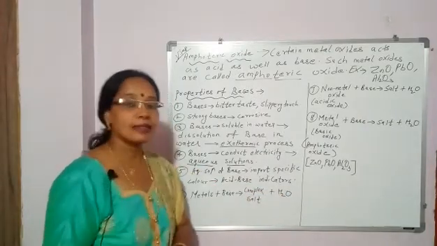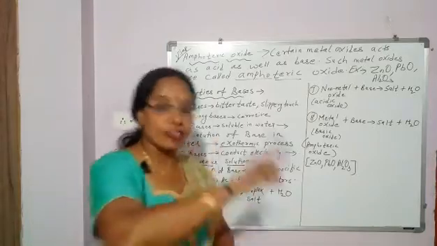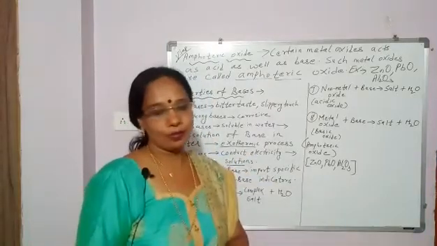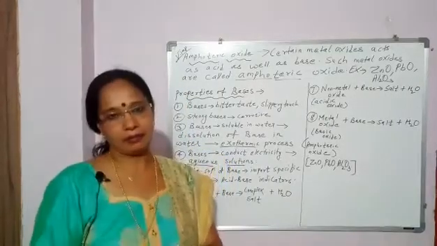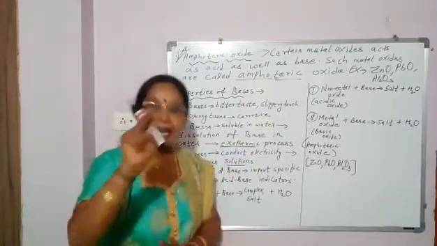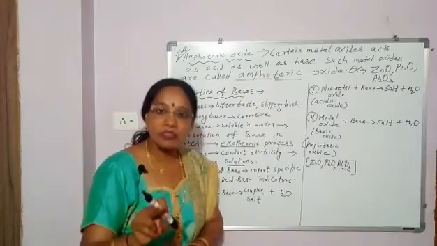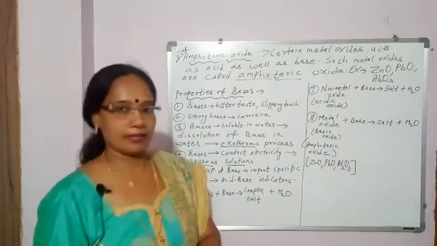Next, aqueous solution of base imparts specific color to acid-base indicator. Like litmus: in base it turns red litmus blue. Phenolphthalein: in base it gives pink color. Methyl orange and methyl red give yellow color in base.